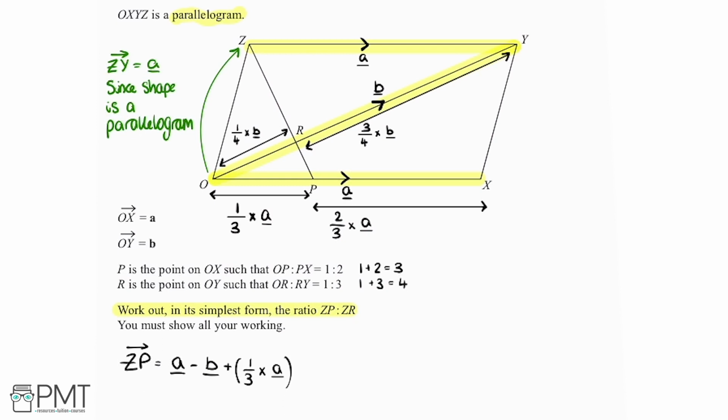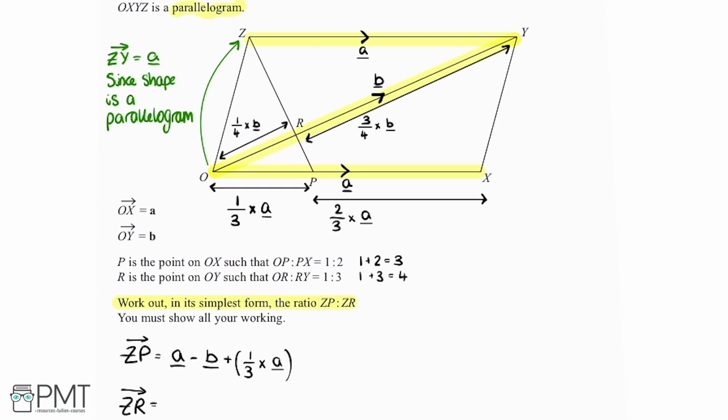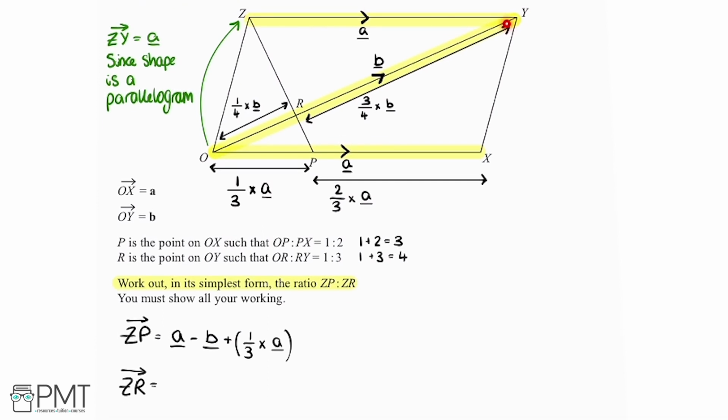Great, so now we've got the other part of the ratio, Z to R. So again, we can go Z to Y, so A, and then go back, but this time we only want to go back this far. So we're going to go back minus 3 over 4 multiplied by the vector B. So writing that out, we're going to have the vector A and minus 3 over 4 multiplied by B.